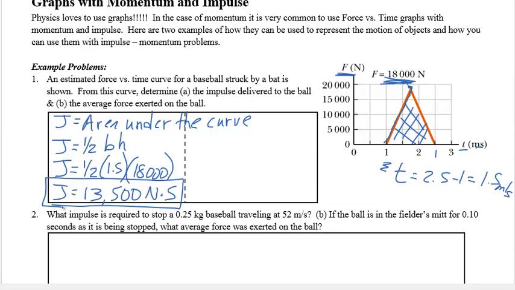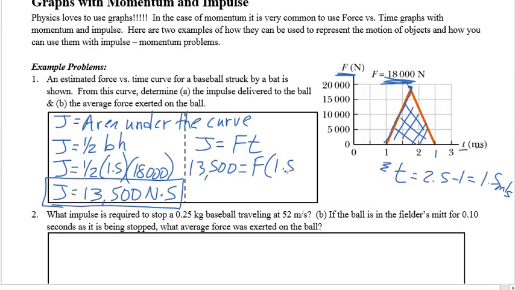So part B says, what's the average force exerted on the ball? Well, we know that impulse is force times time. So we know that 13,500 is our impulse. We know that the time that force was applied was 1.5 seconds. So on average, the force was 9,000 newtons.